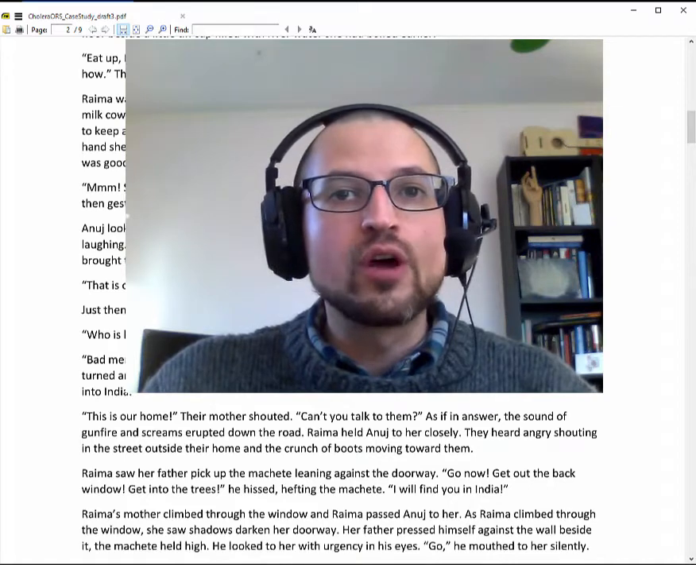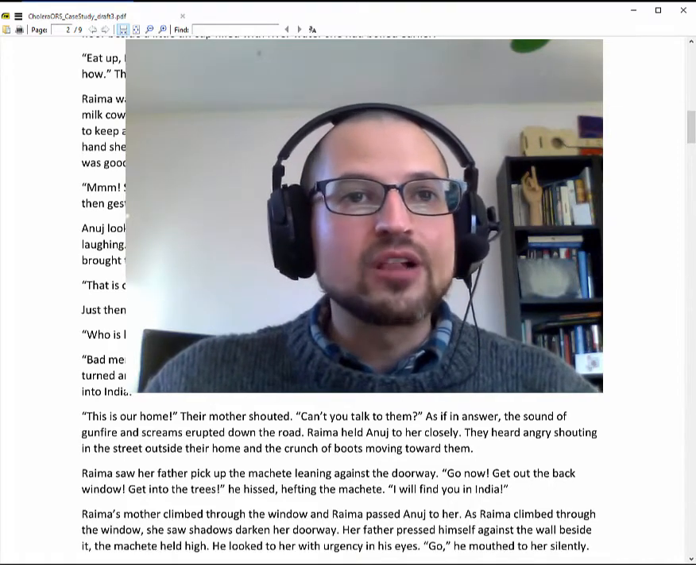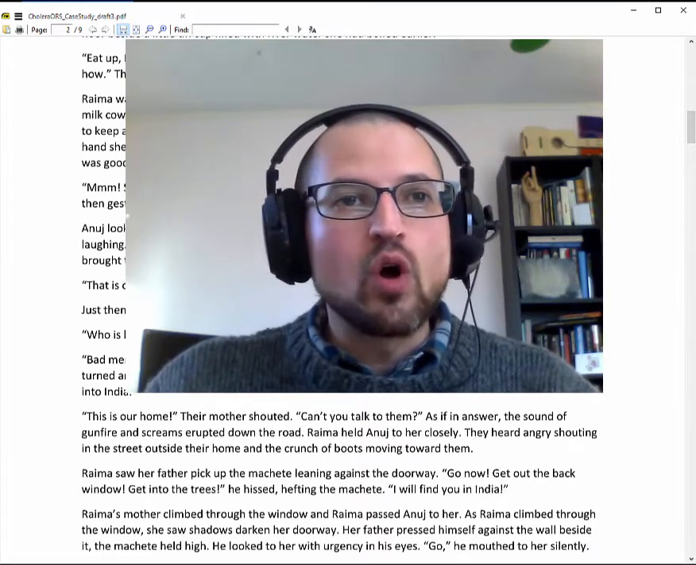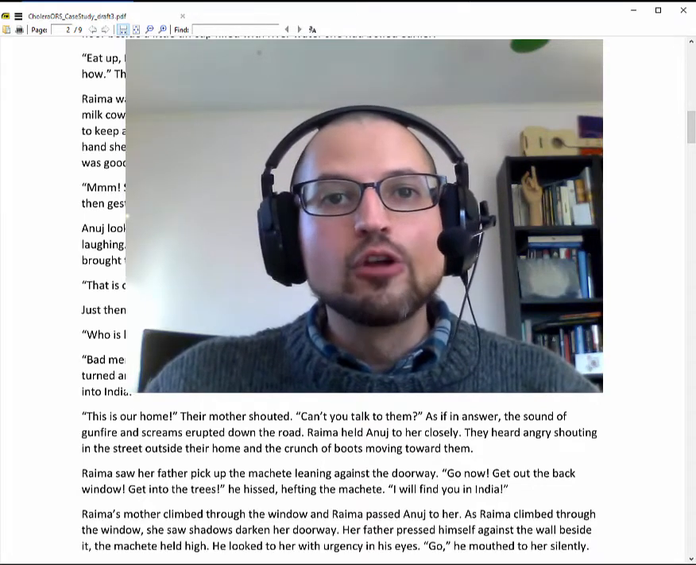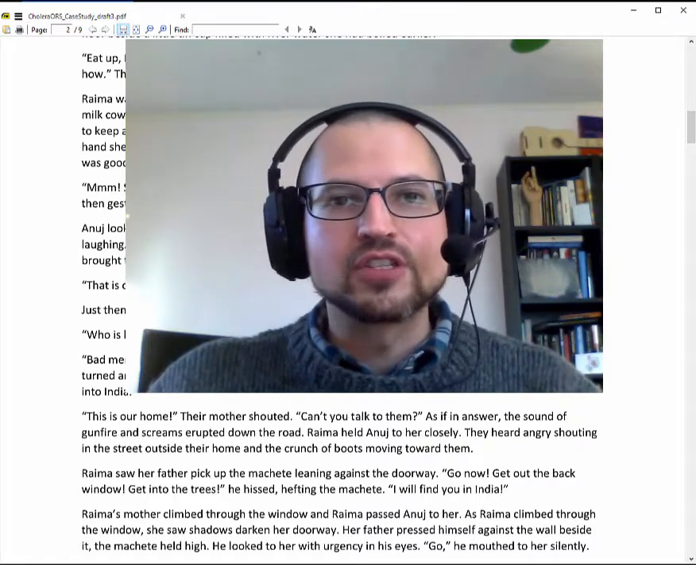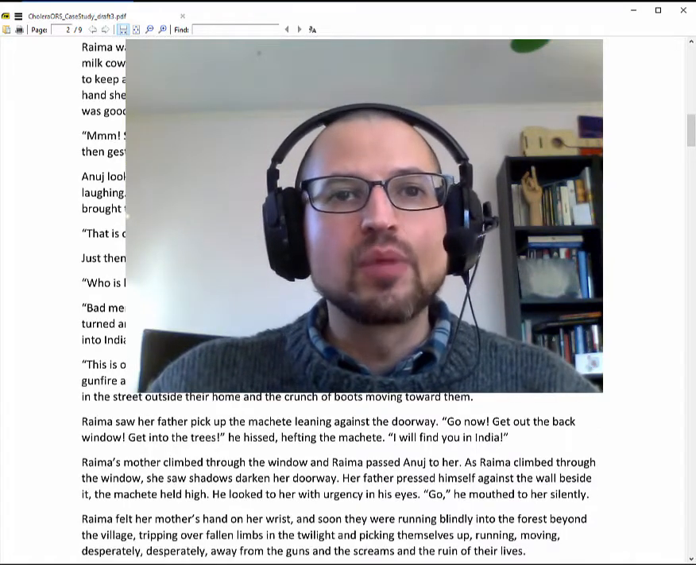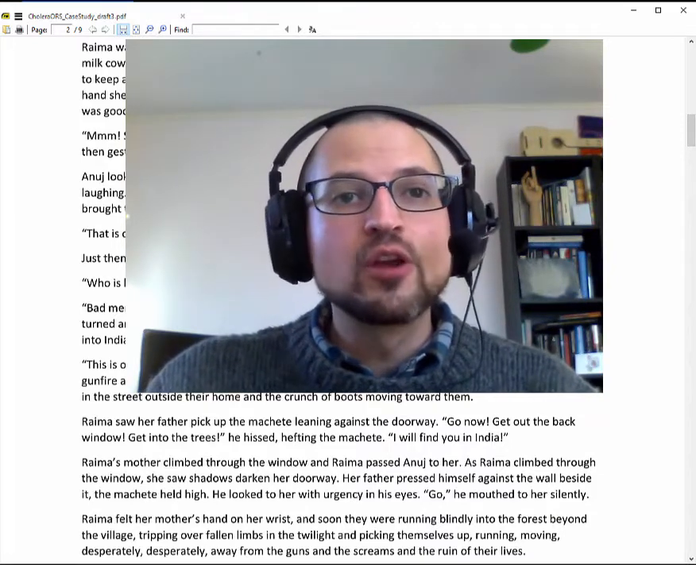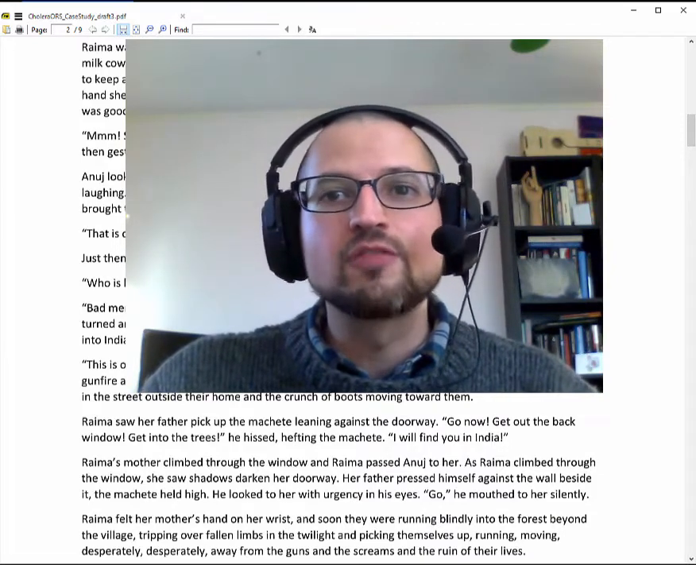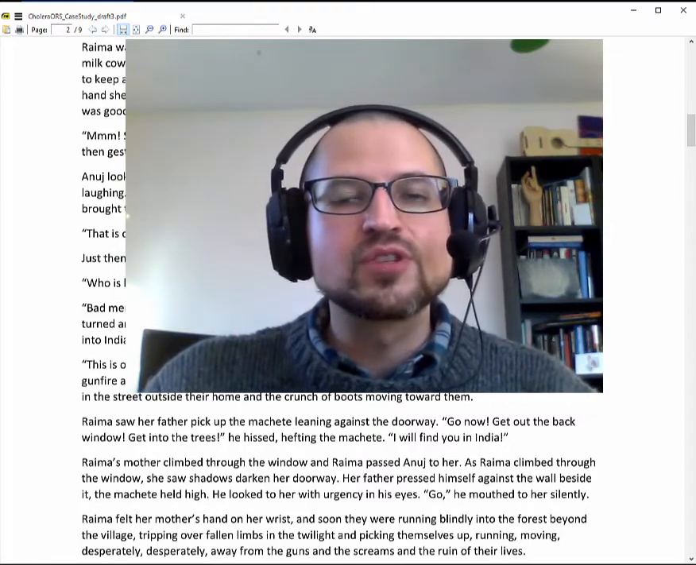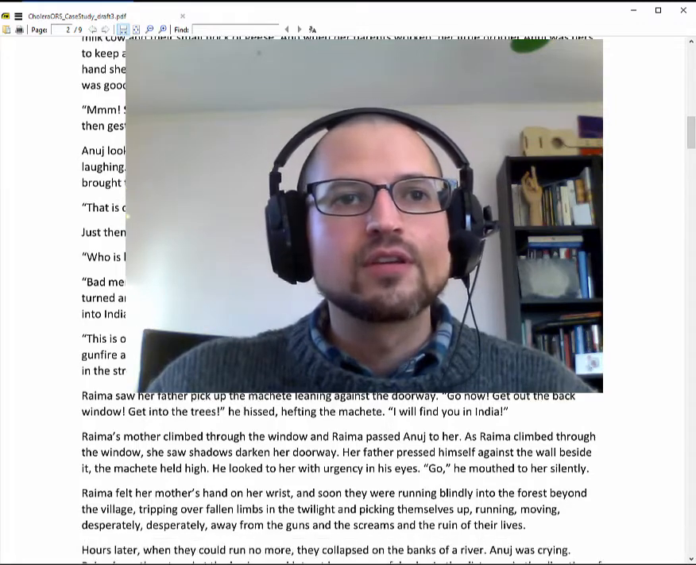Rima's mother climbed through the window and Rima passed Anuj to her. As Rima climbed through the window, she saw shadows darken her doorway. Her father pressed himself against the wall beside it, the machete held high. He looked to her with urgency in his eyes. "Go," he mouthed to her silently. Rima felt her mother's hand on her wrist, and soon they were running blindly into the forest beyond the village, tripping over fallen limbs in the twilight and picking themselves up, running, moving, desperately, desperately, away from the guns and the screams and the ruin of their lives.